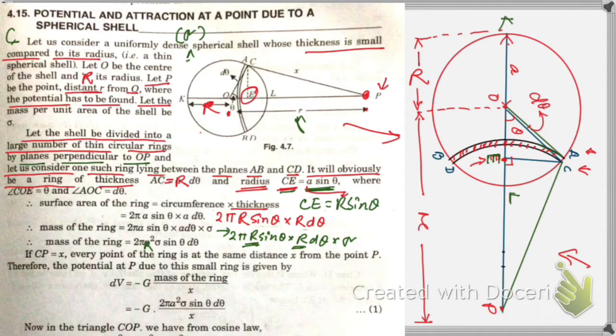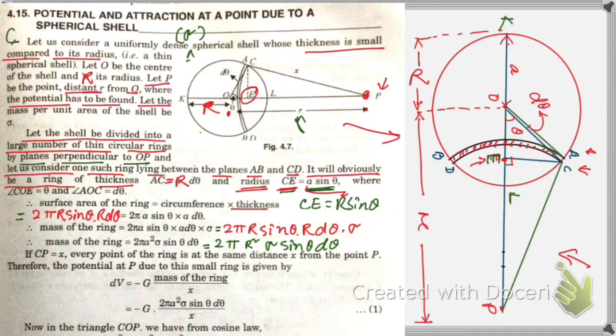So just let me write it properly. So just replace this result by this result. So I have written in terms of capital R, rather than writing a, okay? So similarly this line, just replace this line by this one. So 2 pi capital R sine theta into r d theta into sigma, and the last line, that mass of the ring, rather than writing this one, just write 2 pi r square sigma sine theta d theta.